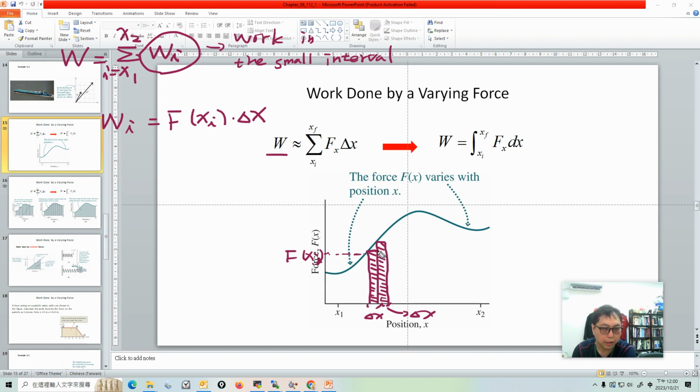And we do the same thing: we calculate the small work done on the next interval. We keep doing this, and every interval is the same delta x. We just keep the interval the same. I cannot draw it very accurately, so wait for me.